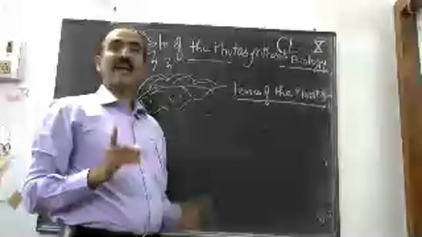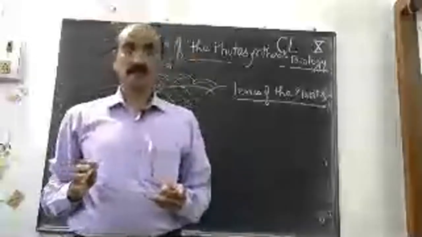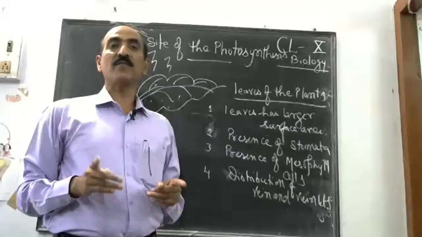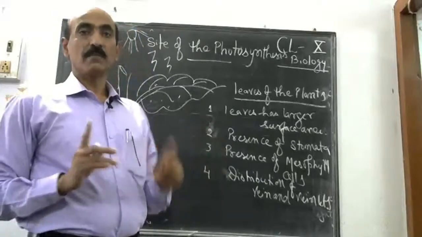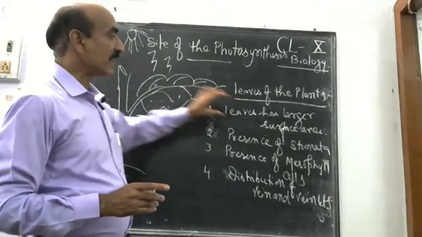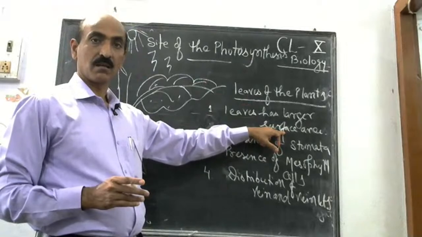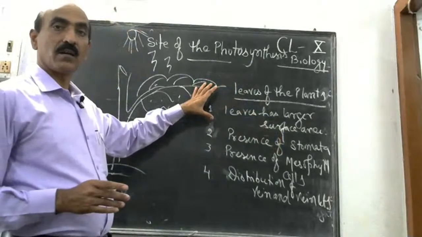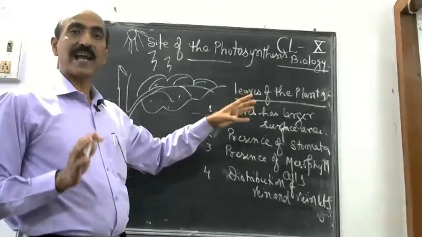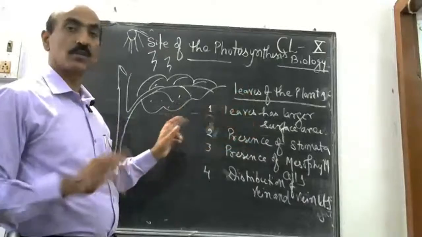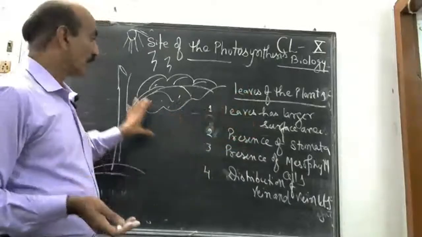Why it is so? Why only leaves are considered as the site of photosynthesis? For this, we can learn leaves have larger surface area, and that's why the maximum sunlight can be obtained by leaves, not by the stem.